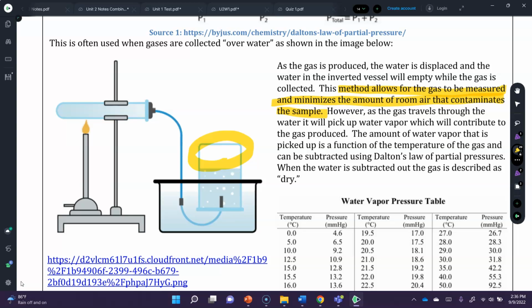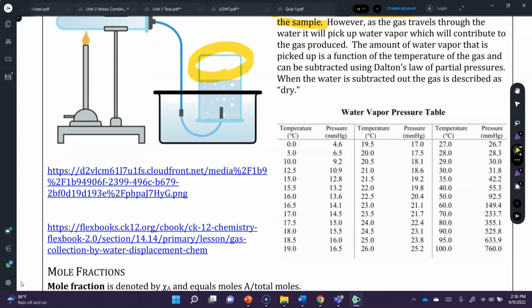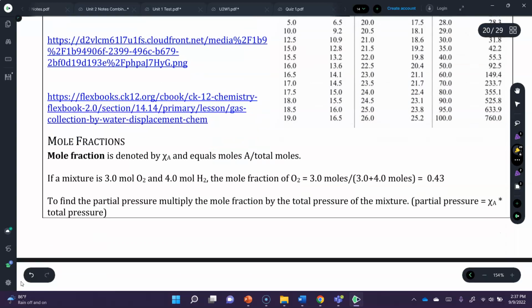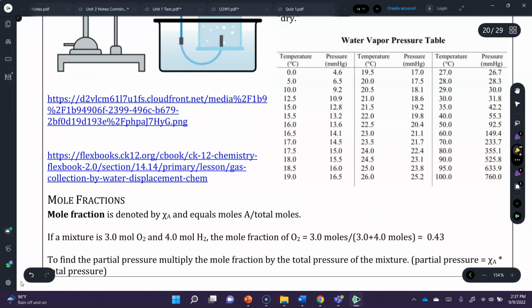However, as the gas travels through the water, it will pick up water vapor, which will contribute to the gas being produced. The amount of water vapor that is picked up is a function of the temperature of the gas and can be subtracted using Dalton's law of partial pressures. And please remember that part, subtracted using Dalton's law of partial pressures, because that is in either the I do, we do, or your you do's. When the water is subtracted from the gas, it is described as dry because it no longer has water in there. And this table tells you what the water vapor pressure is at various temperatures in Celsius.